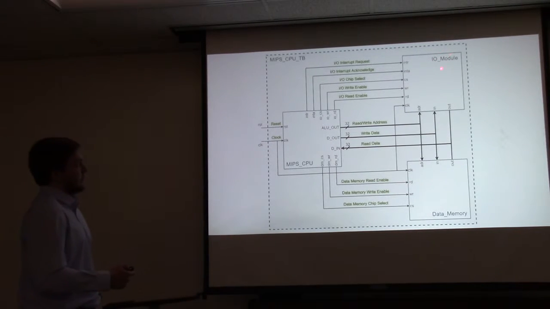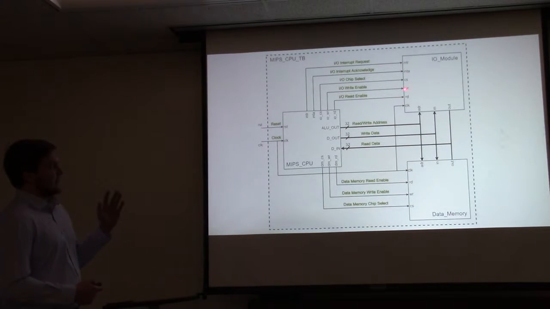And then the I/O module also has an interrupt request from the I/O module to the CPU, which is pointing the wrong direction in the diagram, and an acknowledge from the CPU to the I/O module. In hindsight, we could have only used one write and read signal and had them both connected to the data and I/O modules, because the chip select is the one that could have been selecting the chips. And then the clock and reset only go to the CPU.